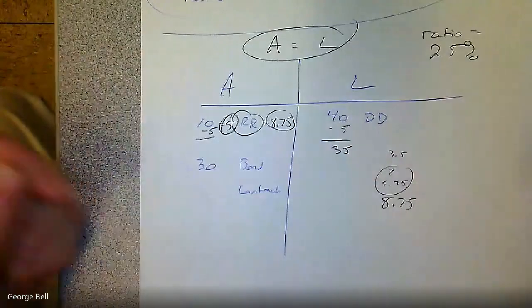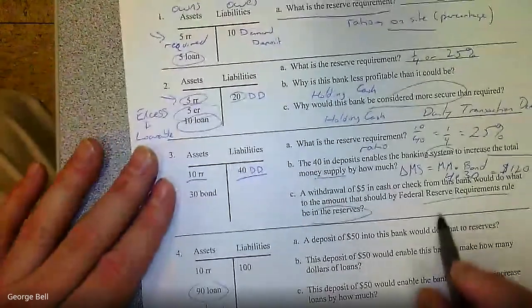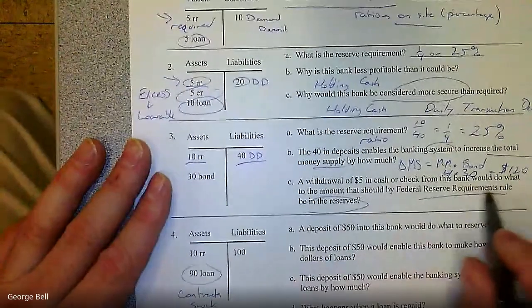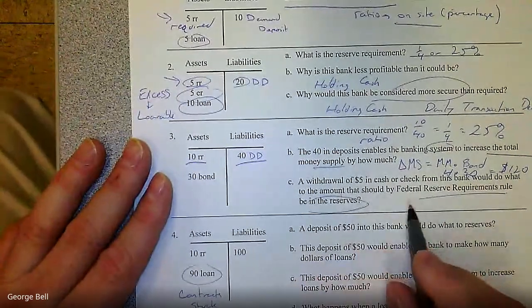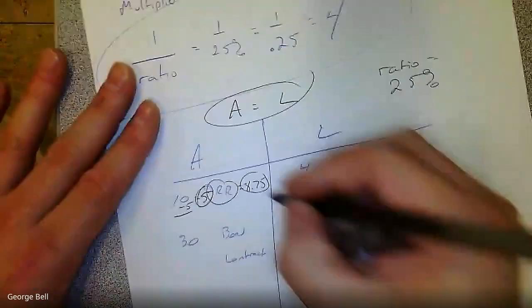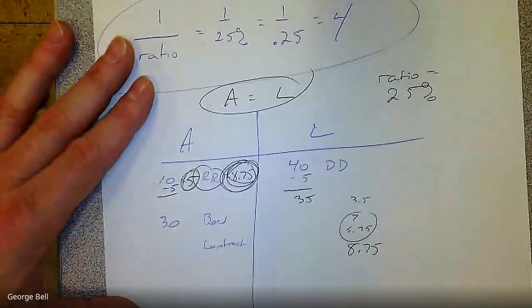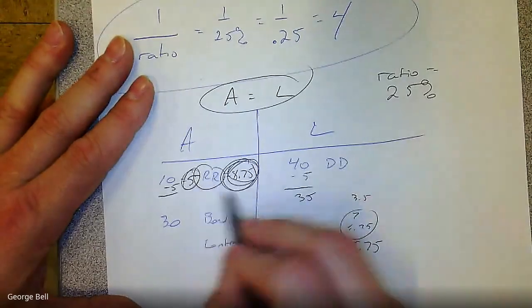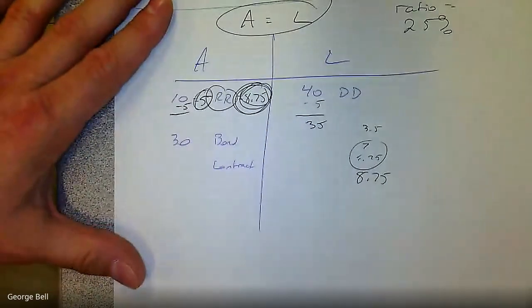So this bank has a shortfall. The question asked what that would do to the amount that should be held. Well, the answer is the bank is now required to hold $8.75 because that's 25% of 35. The bank has a shortage of money, and since we're here, we might as well just mention this.